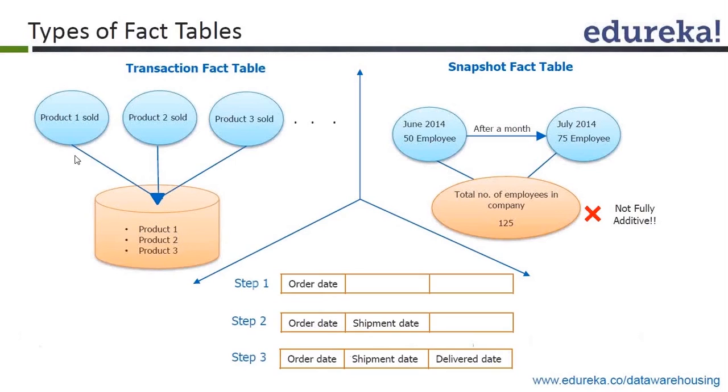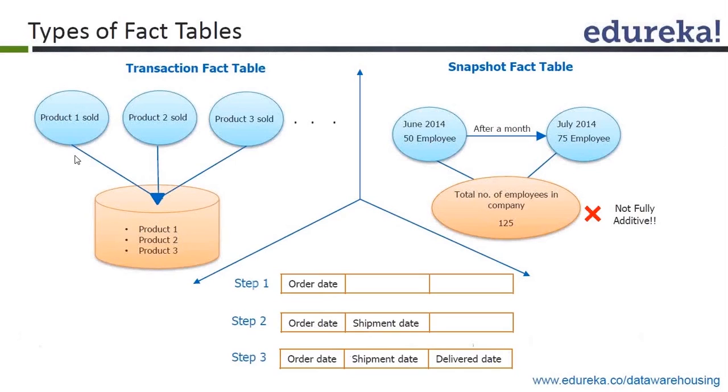So when your order date was populated, that means the order was placed. When your shipment was done, your shipment date was populated. When your delivery was done, your delivery date was populated. So in the end, a record which has been delivered will have all the 3 dates populated. A record which has only been shipped and not delivered yet will have 2 dates populated. And the record which has only been ordered and not been shipped yet will have only 1 date populated.